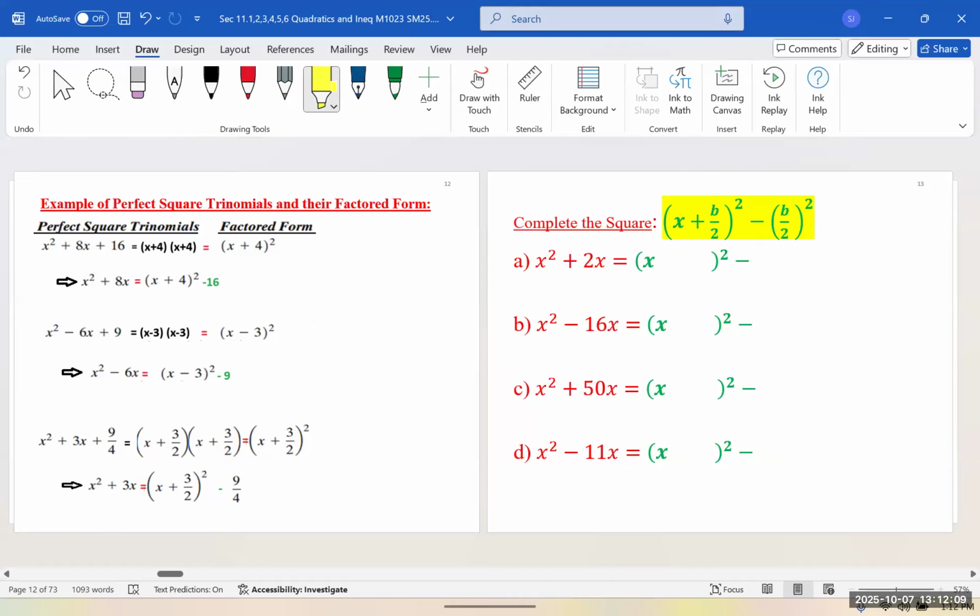We are going to factor perfect square trinomials. What does that mean? Trinomial, how many terms do we have in a trinomial? Can you guess? Three. That's why it's called trinomial. So we are going to factor trinomials. And it's called a perfect square trinomial because when you factor, you get the same factor twice. So the square factor.